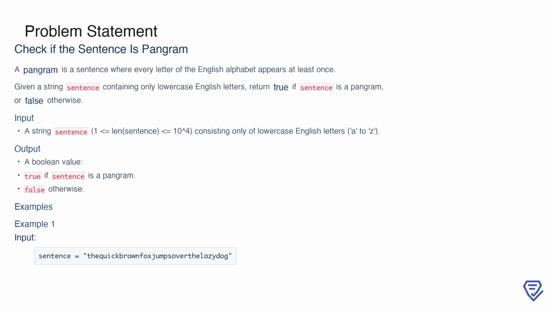The input is always a string that's at least 1 character long and at most 10,000 characters. The output is a simple Boolean value, true if the string is a pangram, and false if it's not.